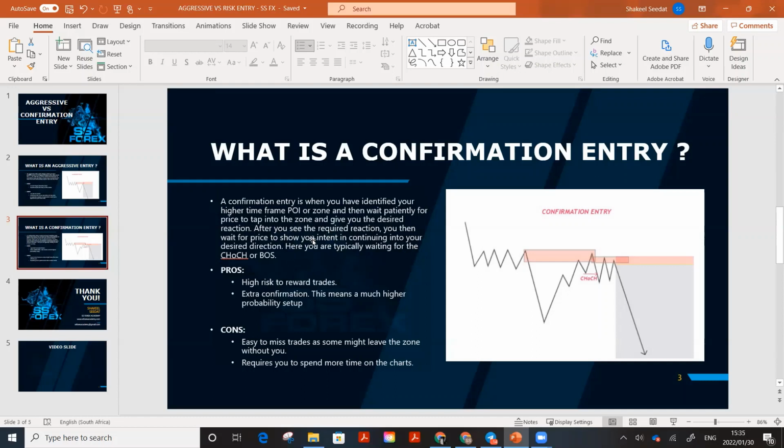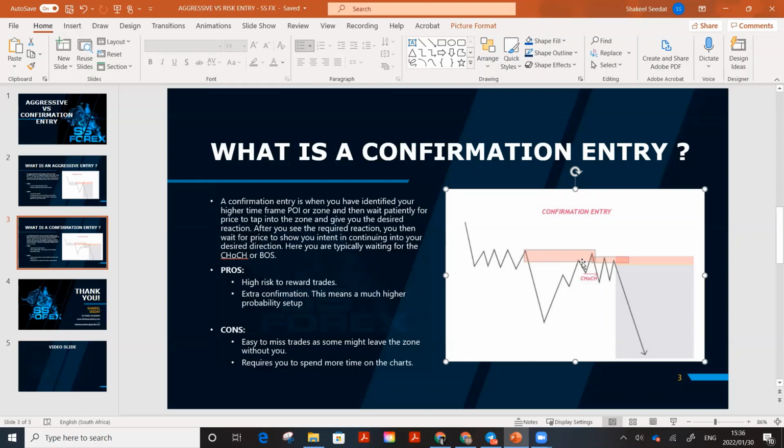So after the reaction, you then wait for price to show you intent in continuing into the desired direction. Here you are typically waiting for a change in character or a break of structure. So as you can see on the example on the right here, you've got this base drop, right? And then from here, you've identified your supply zone in the market and you waited for price to approach your supply zone. You did not set an immediate sell limit at that level because you needed more confirmation before taking that setup.